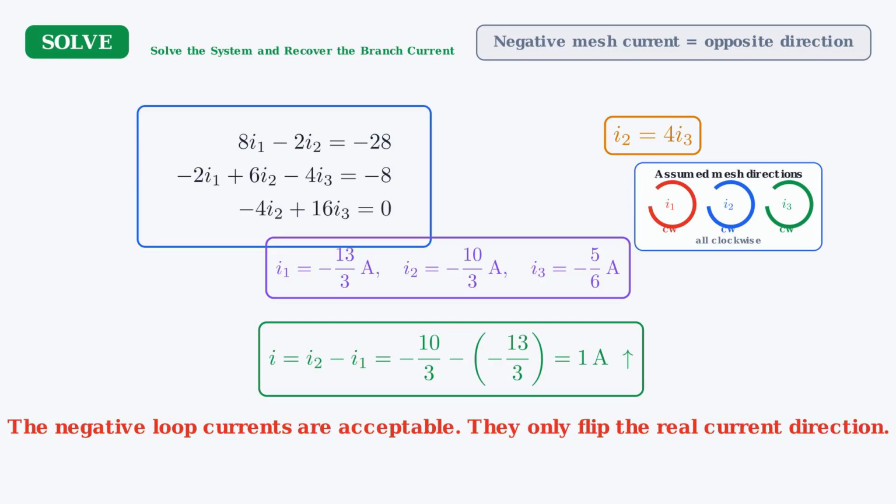The asked branch current through the 2-ohm resistor is upward, so it equals I2 minus I1. That is negative 10 over 3 minus negative 13 over 3, which gives exactly 1 ampere upward.